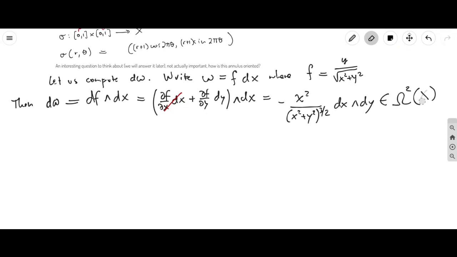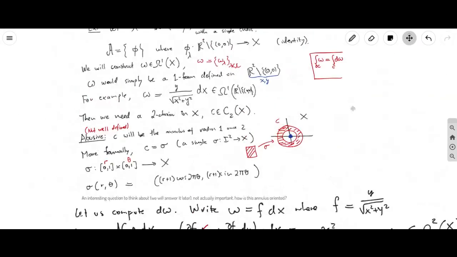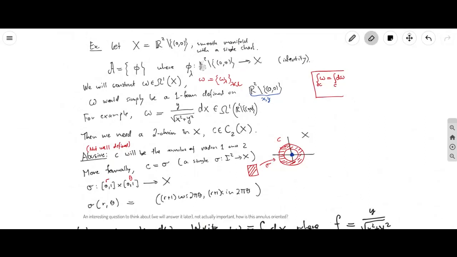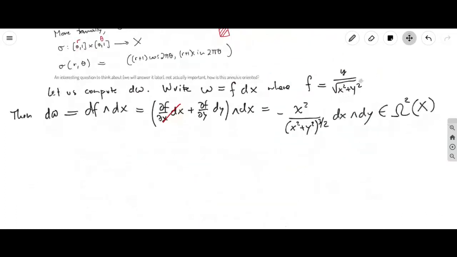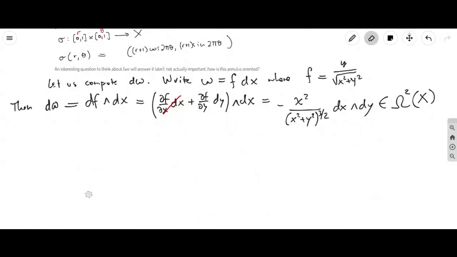So again, because X, our manifold, consists of just a single chart, it is sufficient to only do this calculation in that one chart. And that chart is just the punctured plane chart. So we're getting a 2 form whose coefficient functions are defined on that open Euclidean set. So that's what we get for d omega. So what we're going to do next is let us compute the integral of d omega over the chain.